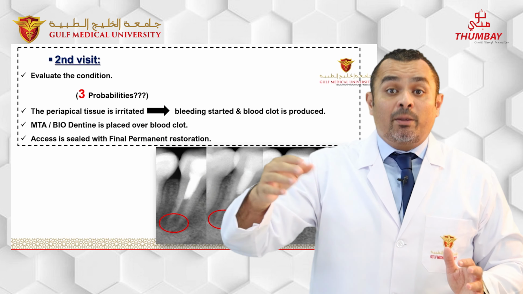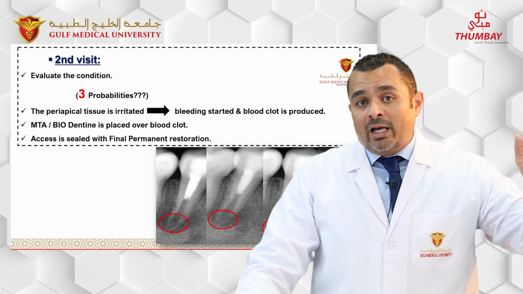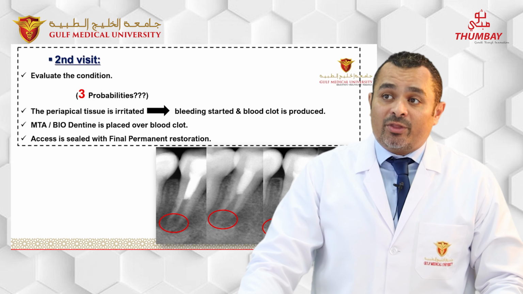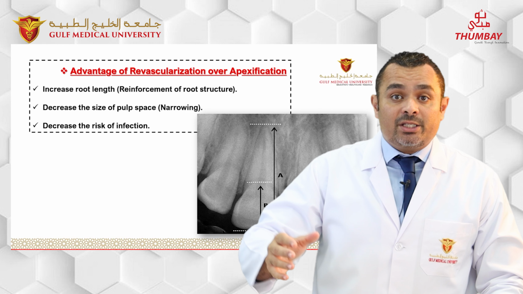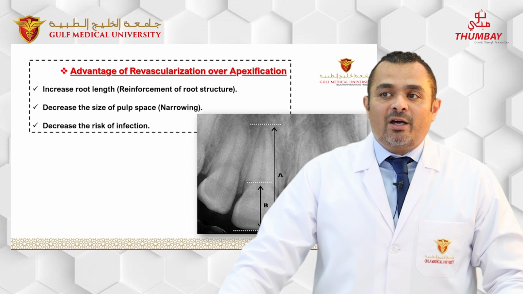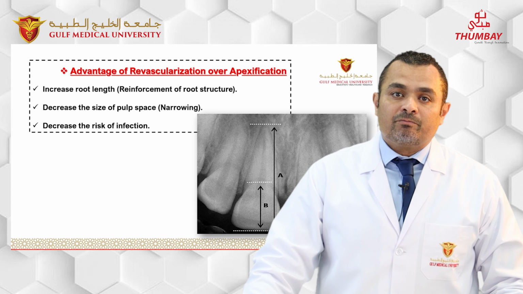These are the closure, improved crown-root ratio and closure of the root apex. Unlike apexification or apexogenesis, there is no need for RCT. What about the advantages over apexification? Increased crown-root ratio, reinforcement of the root structure, and decreased size of the pulp space, making it narrower, decreasing the risk of infection.